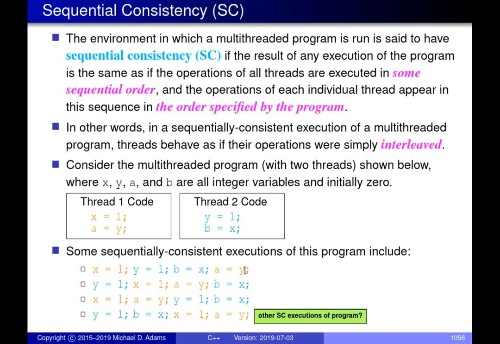And there's quite a few different possible sequentially consistent executions of this program. We could also, for example, have this sequentially consistent execution here, where we first run the first instruction of thread 2, then we run the first instruction of thread 1, then we execute the second instruction of thread 1, and then the second instruction of thread 2. That corresponds to this ordering here. And there's a number of other ones as well.